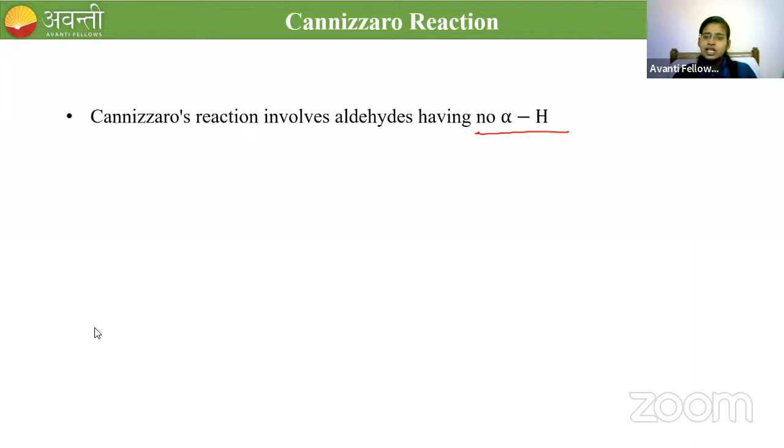Can anyone give me one example of an aldehyde which has no alpha hydrogen? Can you think of it?